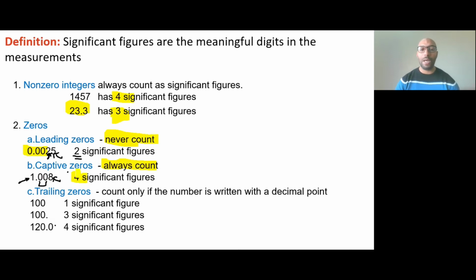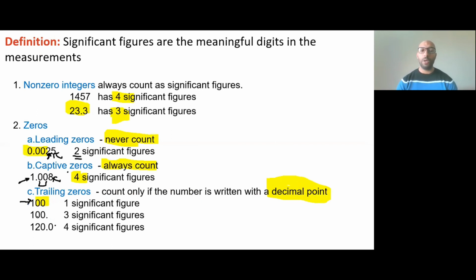The last and the third type of the zero is called a trailing zero. The trailing zero is the zero located on the right of the number. We can see here an example, 100. 1 is a non-zero digit, and the two zeros are located on the right of the number, so they are called trailing zeros. These trailing zeros are only counted in a number with a decimal point. So in the case of 100, there is no decimal point, so they are not counted as significant figures. So how many significant figures? We have only 1 significant figure.